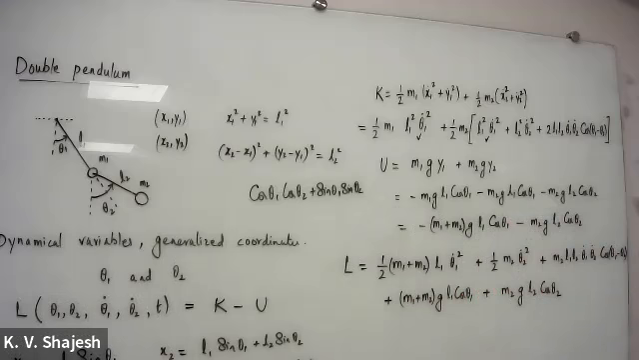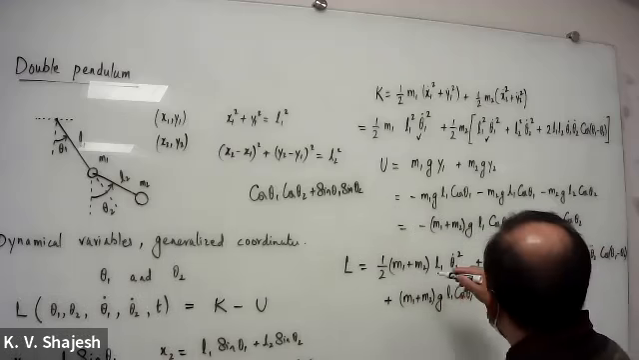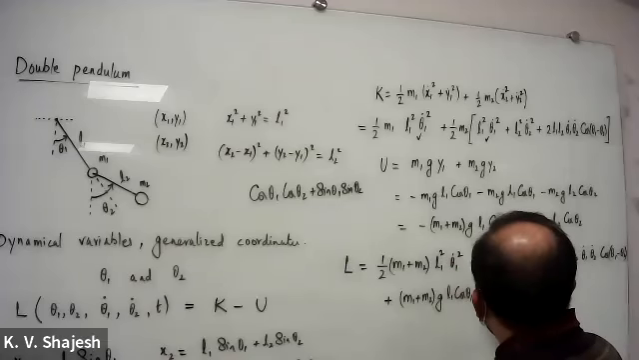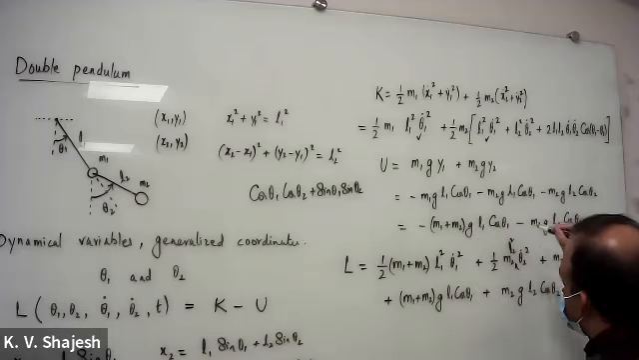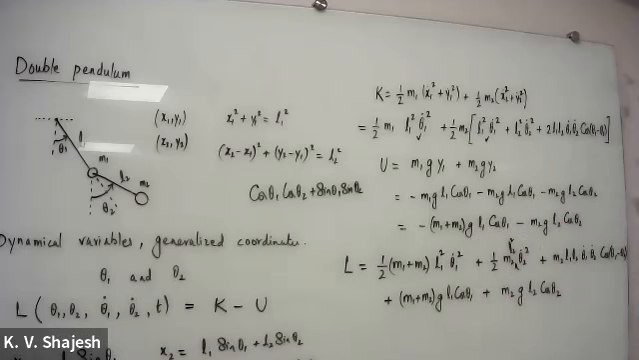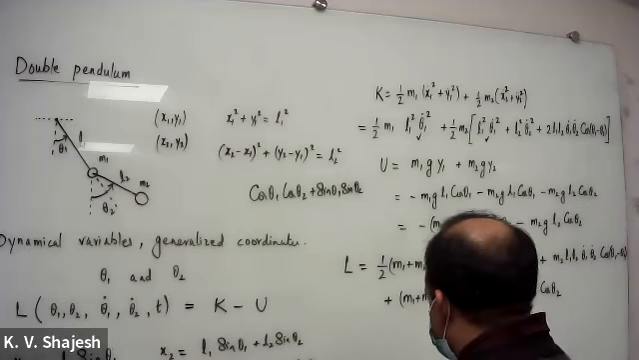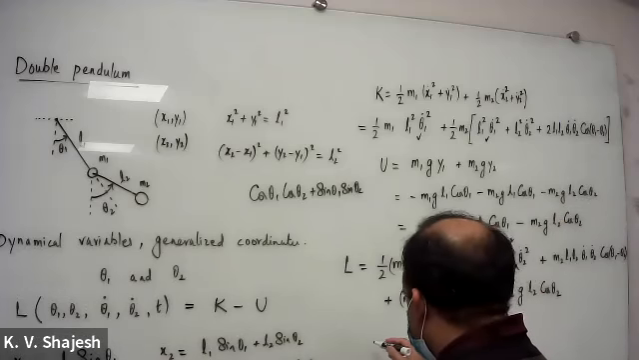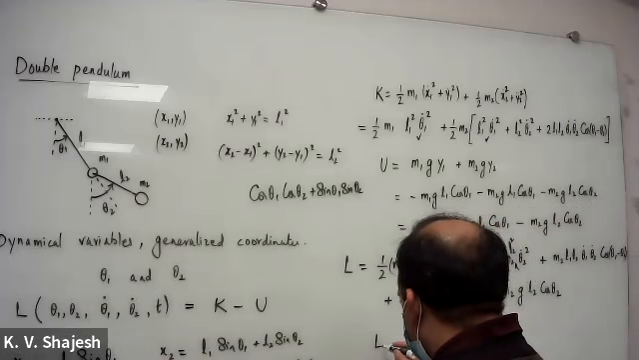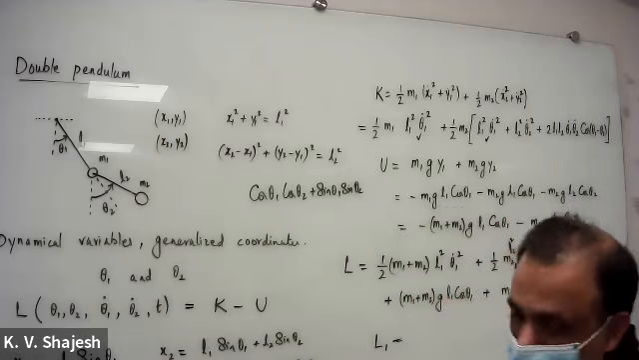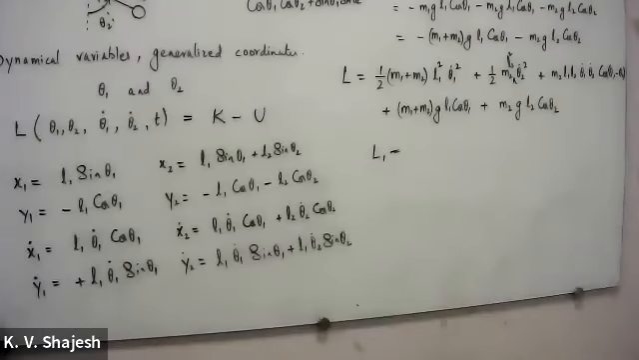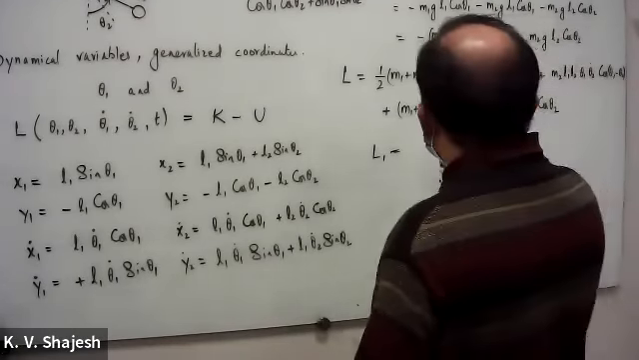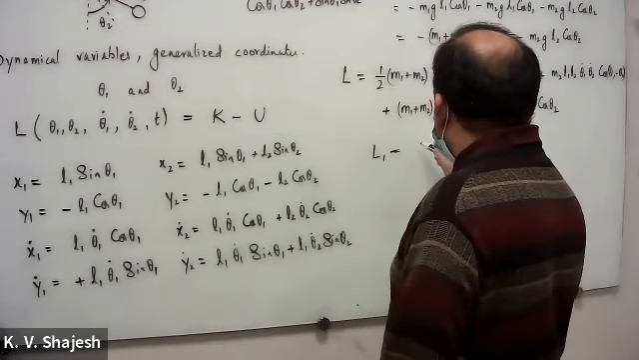The first L1 is squared. L1 squared, yes, and here probably is an L2 squared. Thank you. Okay, let's write this in the following manner. Let me call L1 is equal to this plus this.